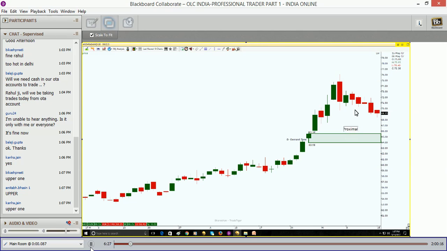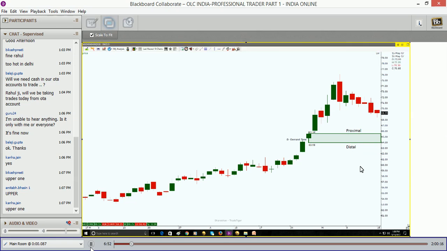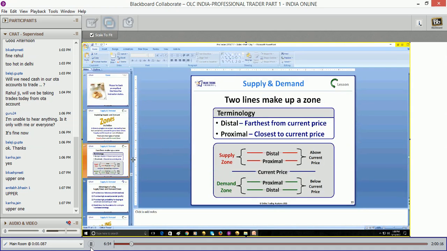The reason for the word proximal is proximity to my current market price, and the line that is farthest away from my current market price, I repeat, the line that is farthest away, that is the bottom line, is going to be called as my distal line. Okay, proximal because of close proximity, distal line because of it being farthest away. I want you to keep these two in mind.